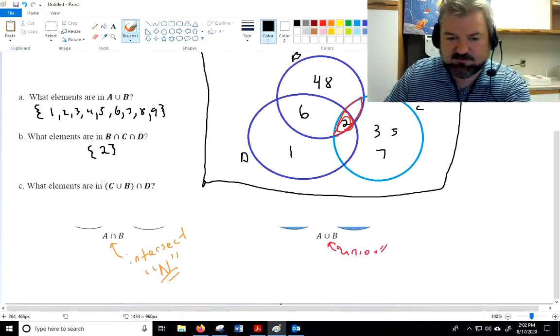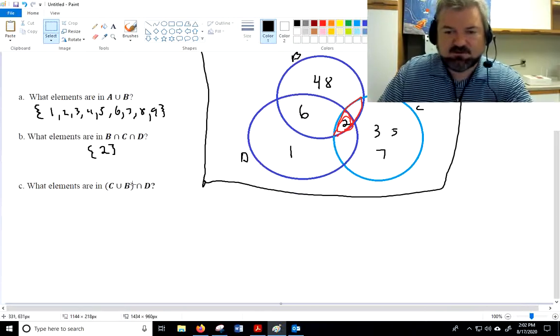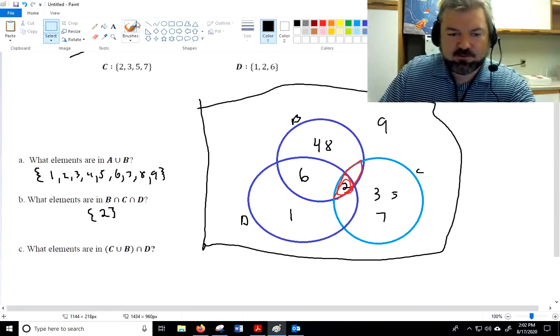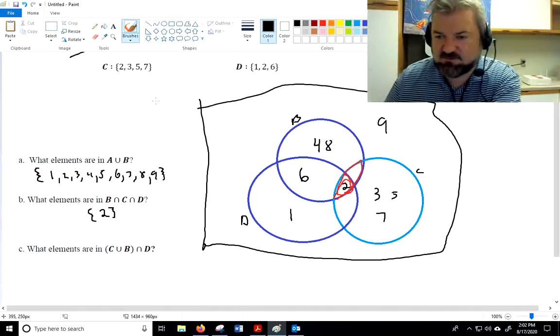Do I have some more down there? Oh, and I got some old notes. Let me get rid of those. Okay, so now we're on to C union B intersect D. So C union B. All right, that's all that.